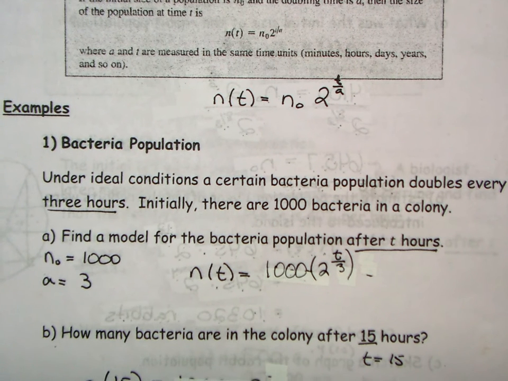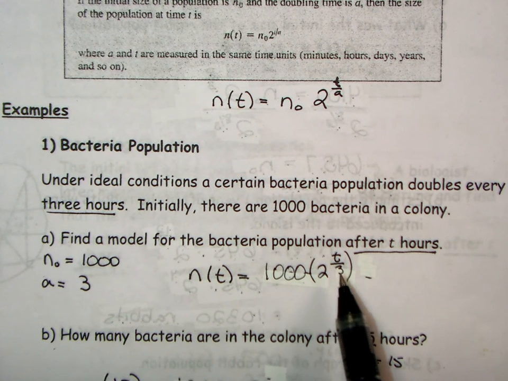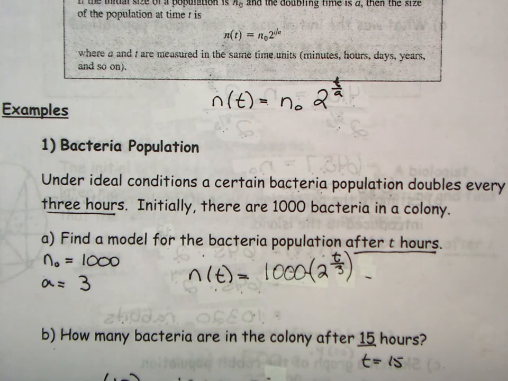So question B says, how many bacteria are in the colony after 15 hours? If 15 hours have passed, it will have doubled 5 times. True? So 1,000 doubled to 2,000. 2,000 is going to double to 4,000. So how many is going to be in this population if it's doubled basically 5 times over?